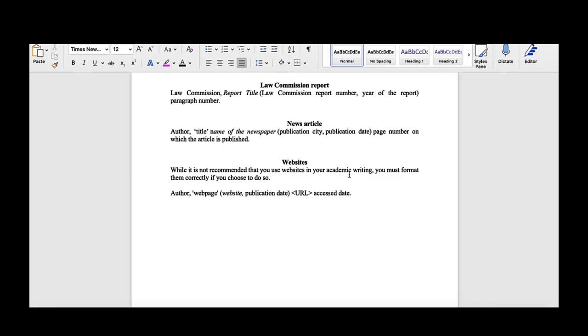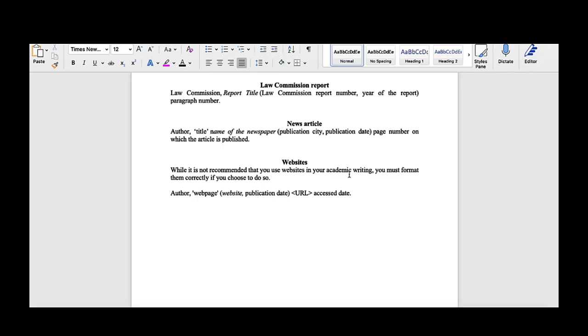For a news article, you will state the author, the title of the article, the name of the newspaper, and then in brackets include the city of publication and the date on which it was published. You will then include the page number on which the article is published.